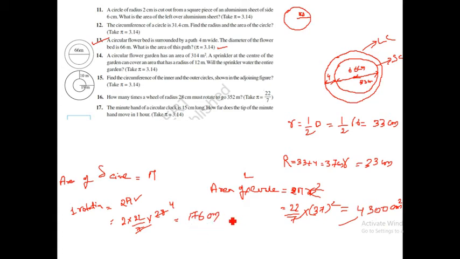So in one rotation, it covers 176 centimeter, then 352 divided by 176 is equal to 2. So it completes 2 rotations. The complete 2 rotations will give me 352 meter of distance. Okay.